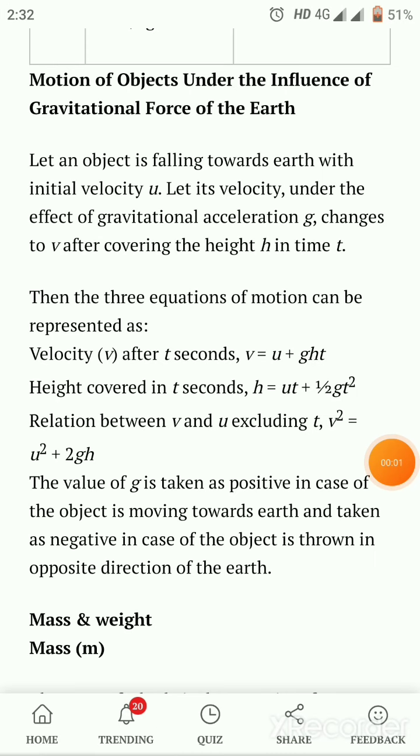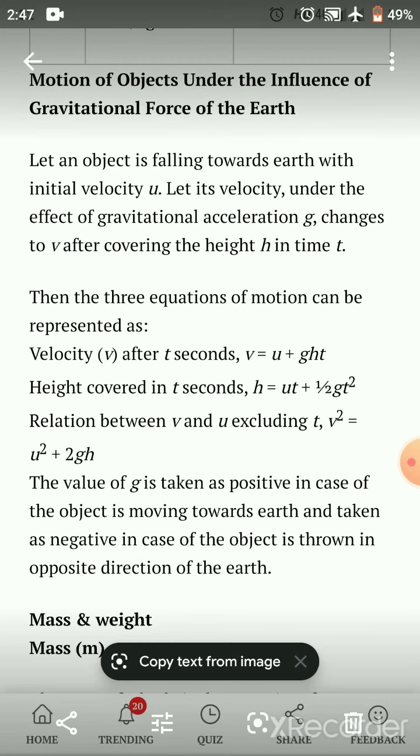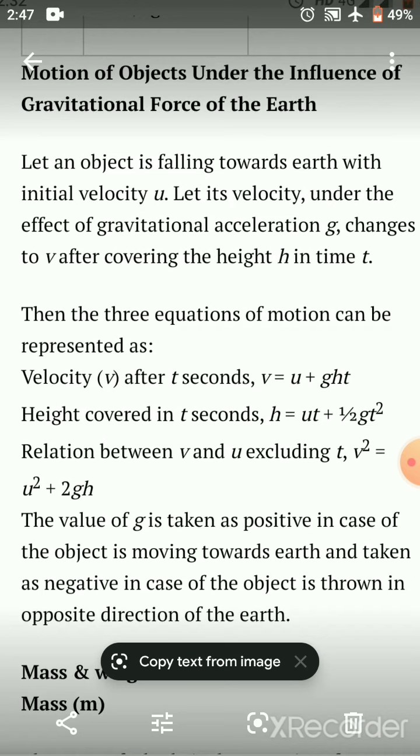The next topic after the differentiation between capital G and small g is motion of objects under the influence of gravitational force of the Earth. Now in order to understand the motion, as you studied the equations of motion in chapter 8, Motion, where you have studied three equations of motion. These equations were used to find out various parameters which are included in the motion of that object.